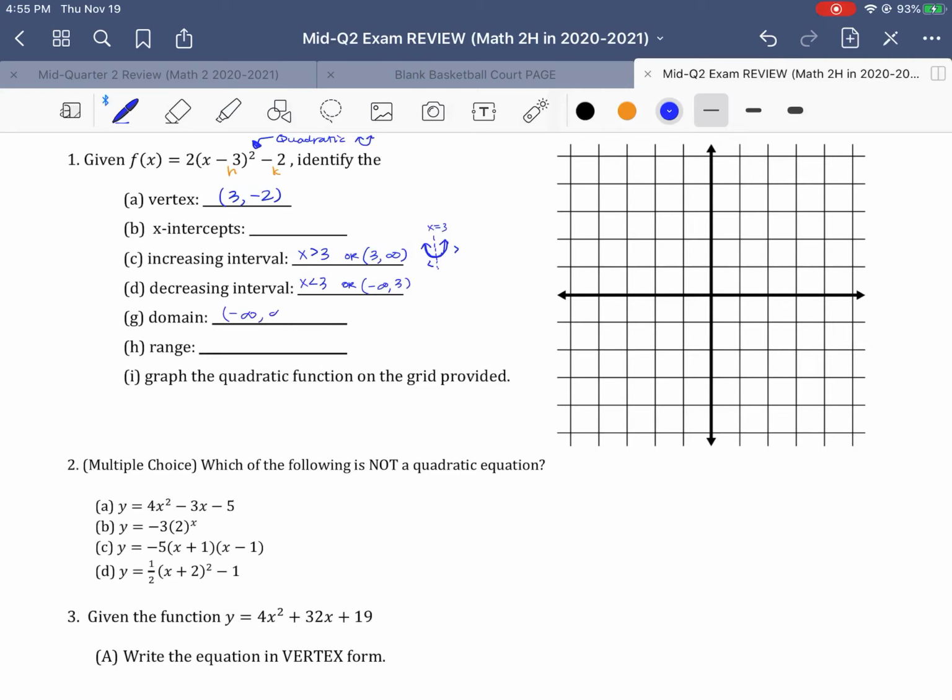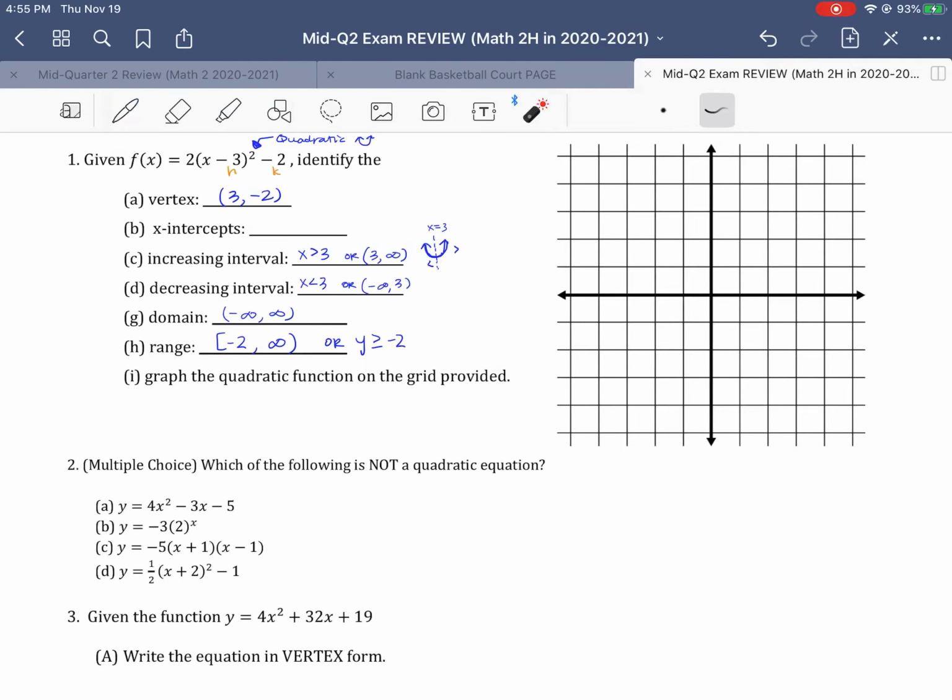Our domain always remains the same for these quadratic functions. All real numbers work, negative infinity to infinity. And then again, our graph is opening up, so that means it's going up to infinity, and we start at the y value of the vertex for our range. Or again, if you like to write it in inequality notation, you can use y is greater than or equal to negative 2.